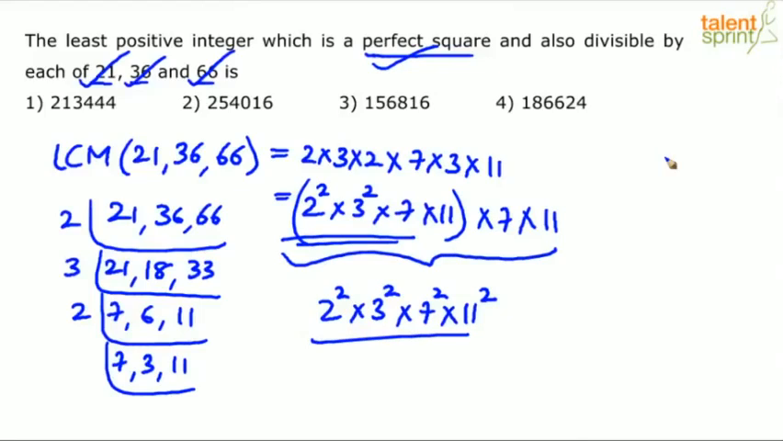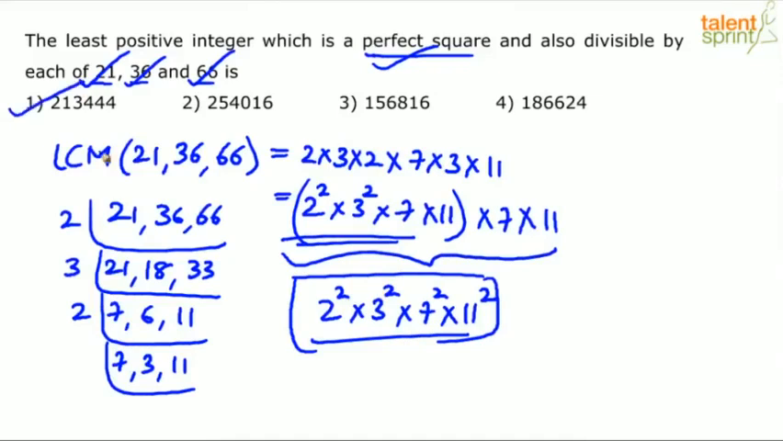And we have very clearly discussed this in the video as well, right? Any multiple of the least common multiple is a multiple of the given values. So we are just multiplying by 11 divisibility. So your final answer for this question would be 2 squared into 3 squared into 7 squared into 11 squared. Now you can do the calculation there. The final answer would come out to be option 1, 2, 1, 3, 4, 4.